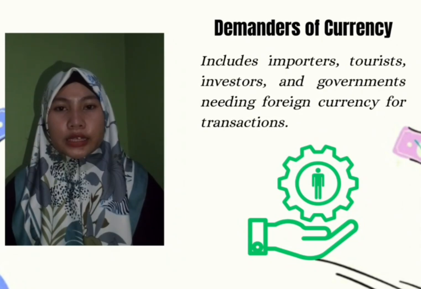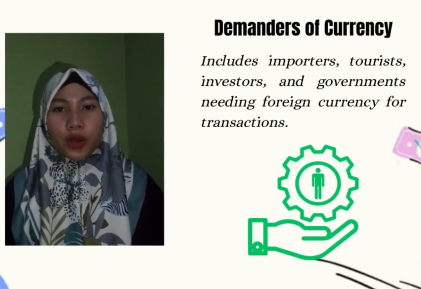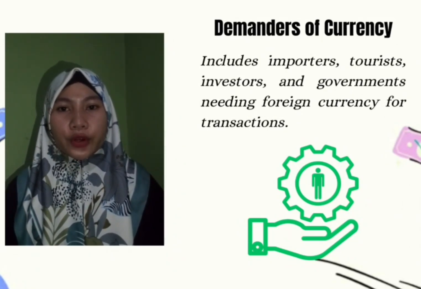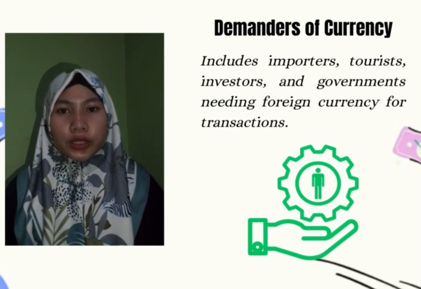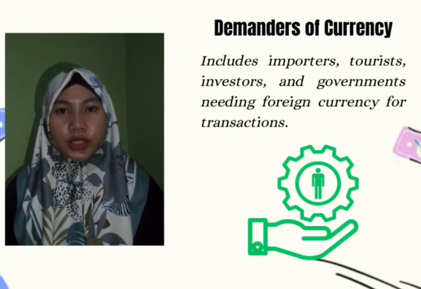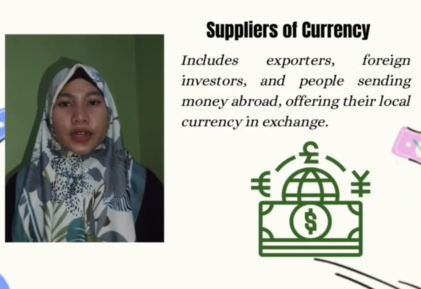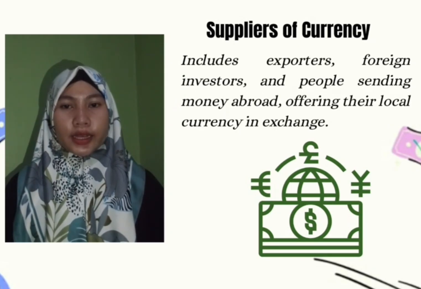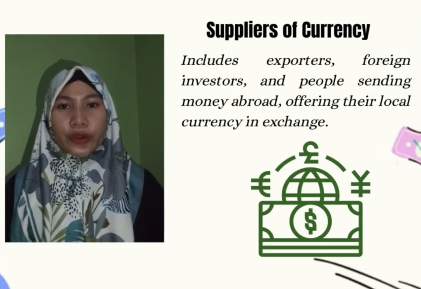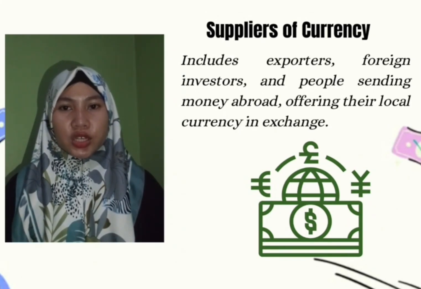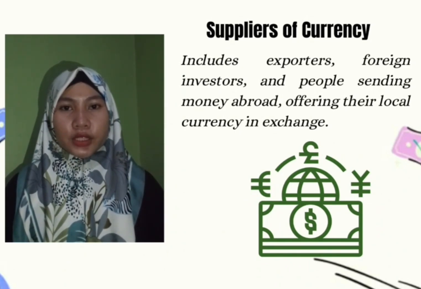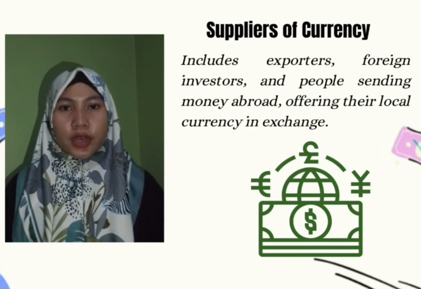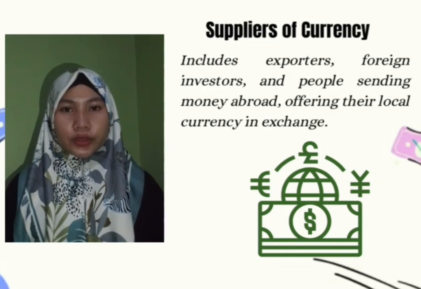Demanders of currency in the forex market. People or entities who want to buy foreign currency are called demanders. This can include importers, tourists, investors, and governments needing foreign reserves. Suppliers of currency in the foreign exchange market. Suppliers are those offering their local currency in exchange for foreign ones. These include exporters, foreign investors investing in local assets, and people sending money abroad.